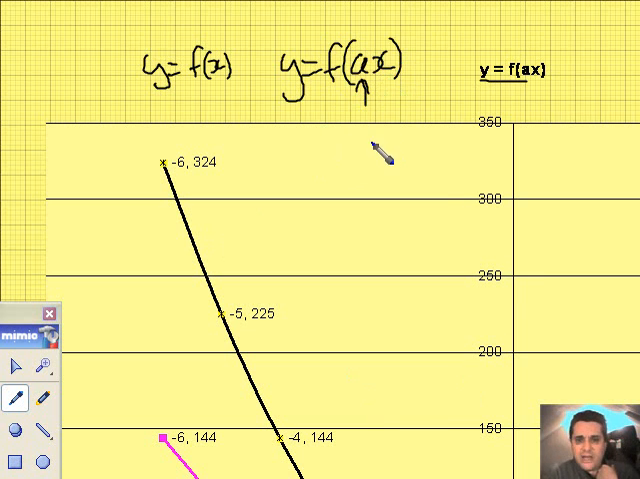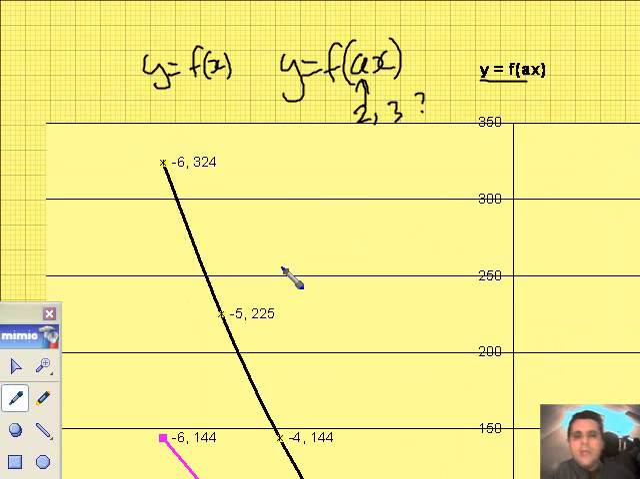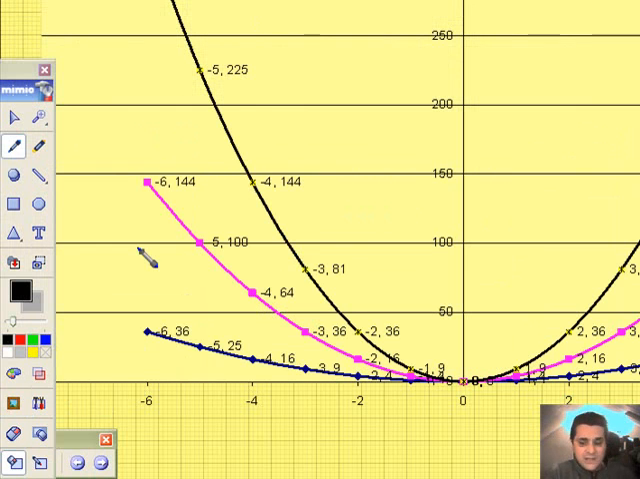So what's the a value worth? Well, when y equals x squared, it's just 1x squared. When y equals (2x) squared, then clearly the a value is 2. So I'm going to investigate what happens when a equals 2 and clearly when a equals 3. So what's going to happen when a is 2 and when a is 3? Well, let's study it.